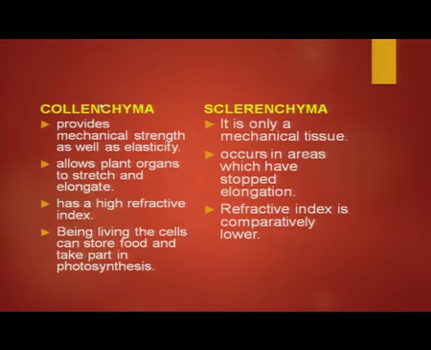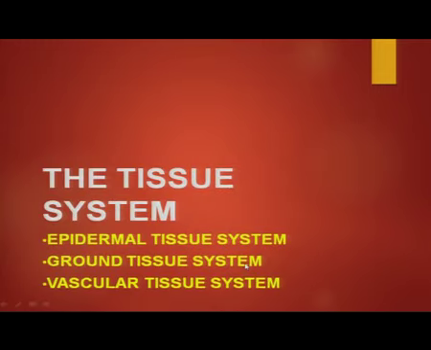And since the collenchymatous cells are living, they can store food and take part in photosynthesis if chloroplast is present. However, sclerenchyma has no such function. It will only provide mechanical strength.